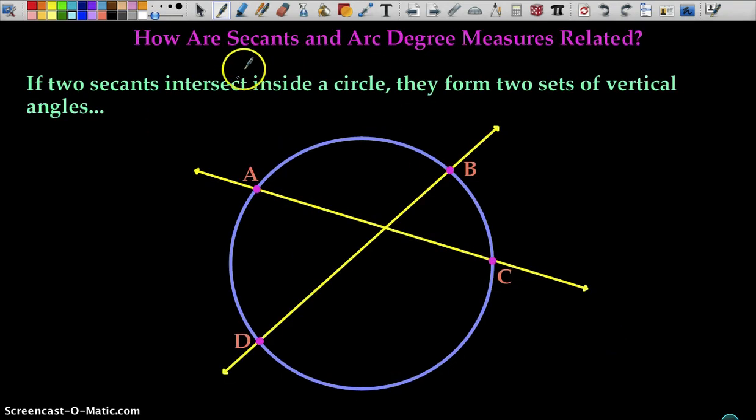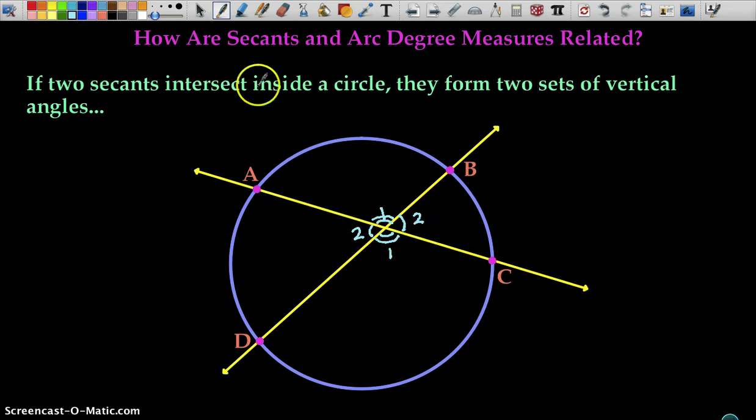So let's go ahead and start with secants and arc degree measures, and how are they related? Well, when you're looking at two secants inside a circle, you have two sets of vertical angles. Alright, so angle 1 and angle 2. You have this set, those are congruent, and then you've got this set here that are congruent as well. And even if you wanted to, you can mark them 1, 1, and 2, 2.